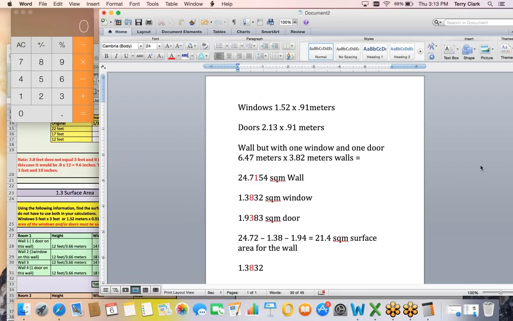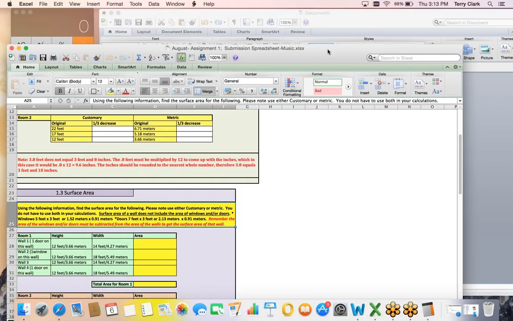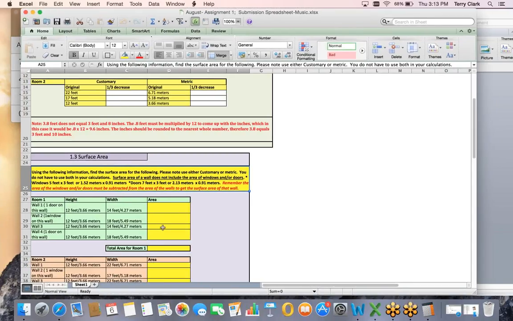Well, because that's the dimension for the doors and the windows. They provided that information to us. If we look in the yellow box where the directions are, right before those calculations, it tells us that the meters is 0.91 for the doors and for the windows. It says the window is 5 feet by 3 feet, or 1.52 meters by 0.91 meters. That's all in the directions right above the work.